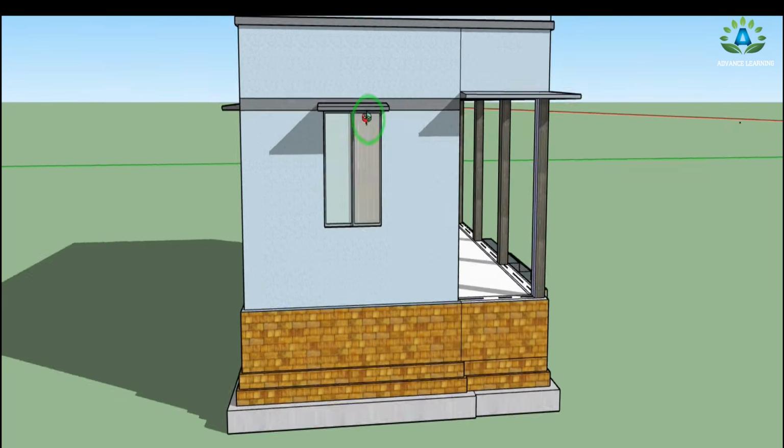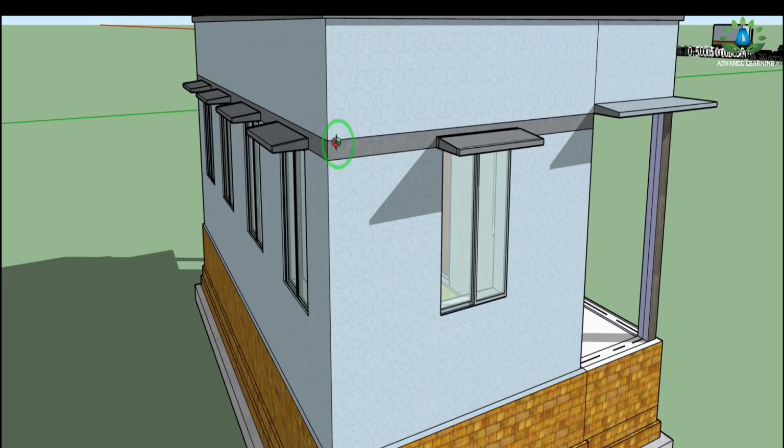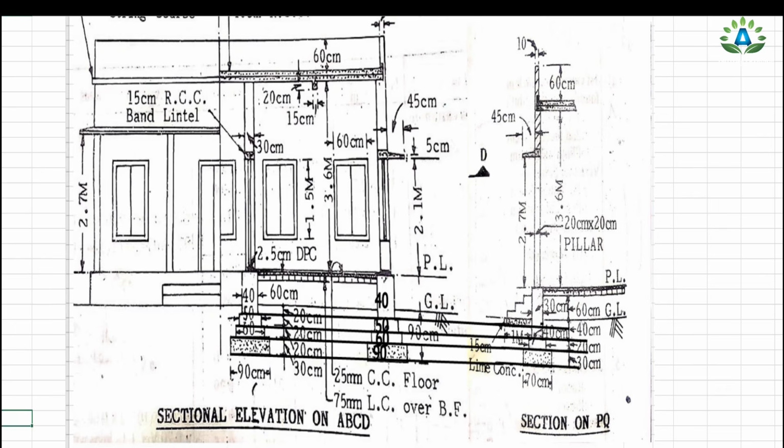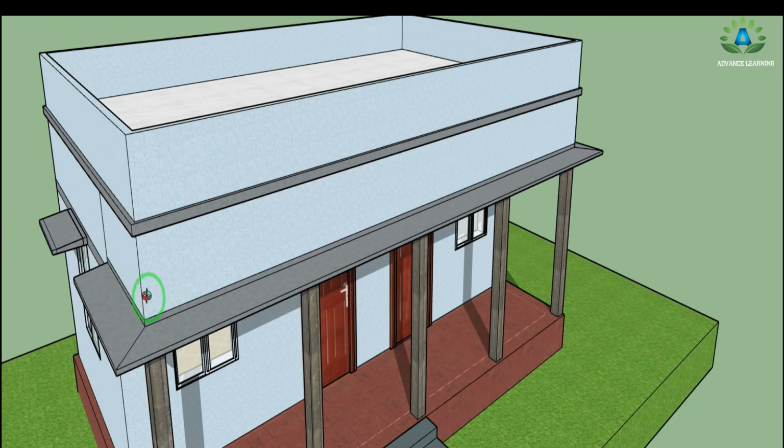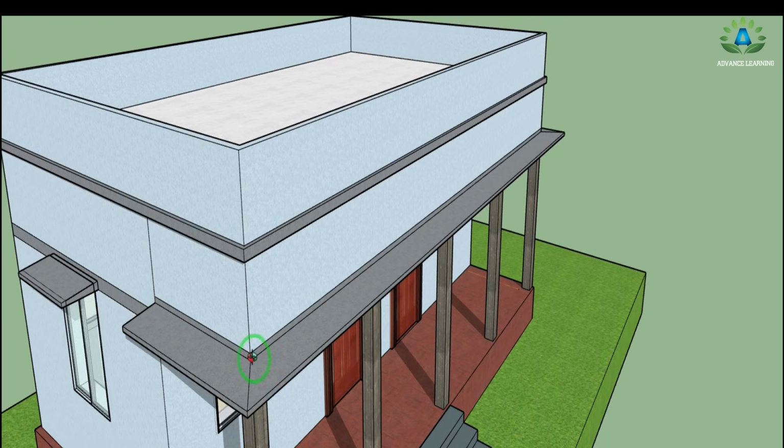So these lintels are of the height of 0.15, that is given in our section. That is, here we can see it is 15 centimeter RCC band lintel. So this length will be the same as this length because it is kept all over the main wall. So width of 0.3 and height of 0.15. Whereas we have this band lintel in the veranda portion also. It has this band lintel on all these 3 sides.